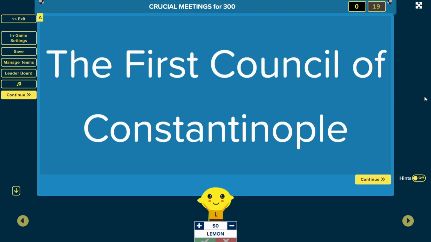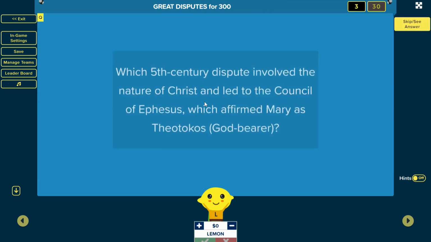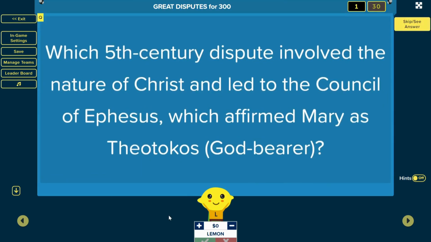The First Council of Constantinople. Great disputes for 300. Which 5th century dispute involved the nature of Christ and led to the Council of Ephesus, which affirmed Mary as Theotokos, also known in English as God-bearer?